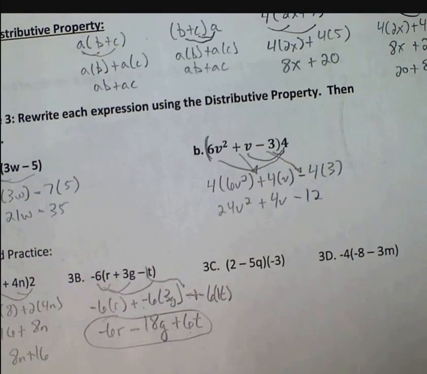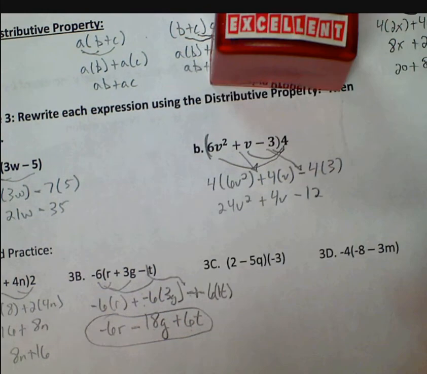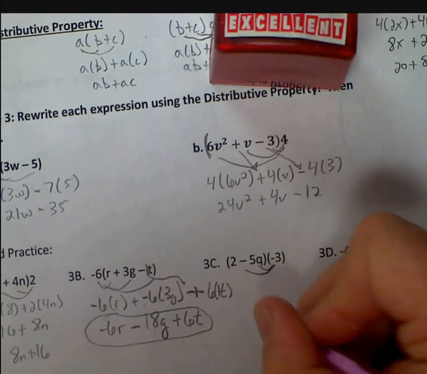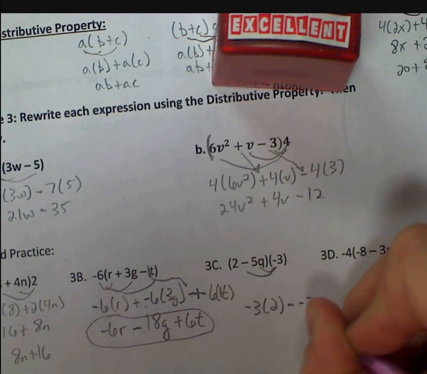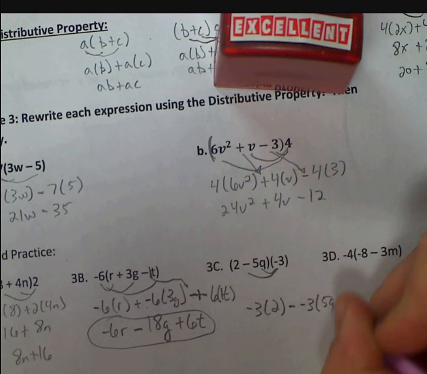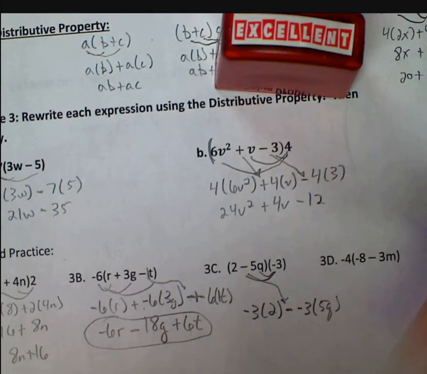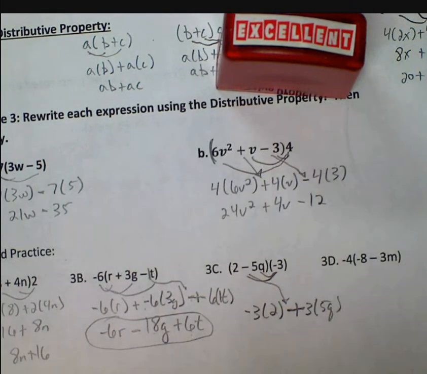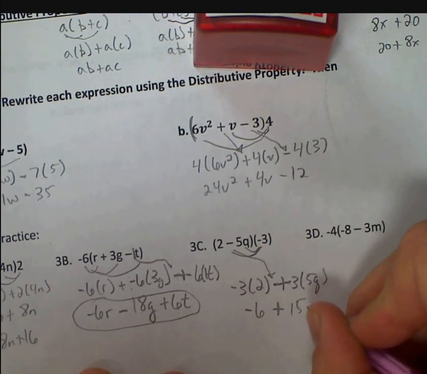Go ahead and try letter 3C. On 3C, I distribute the -3, so -3 times 2 minus -3 times 5Q. The minus came in between. Minus negative becomes a plus. -6 plus 15Q.